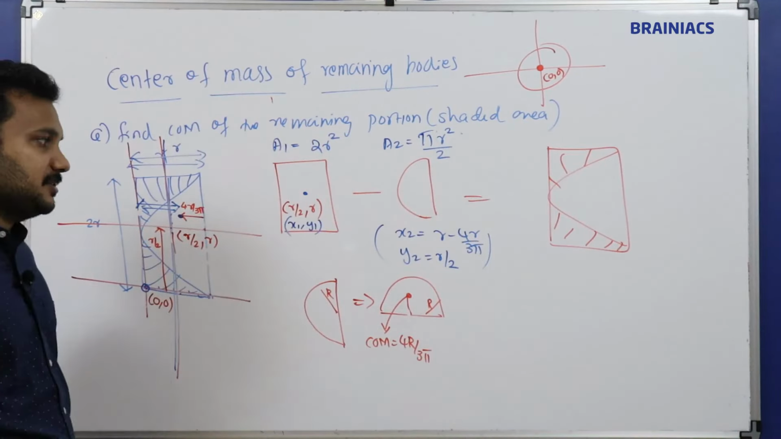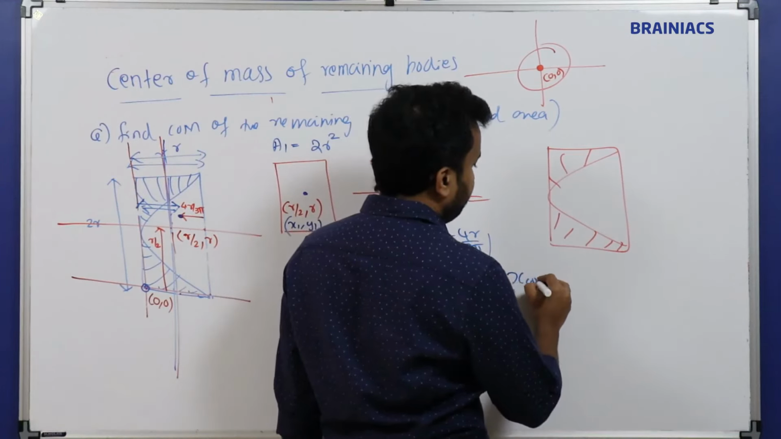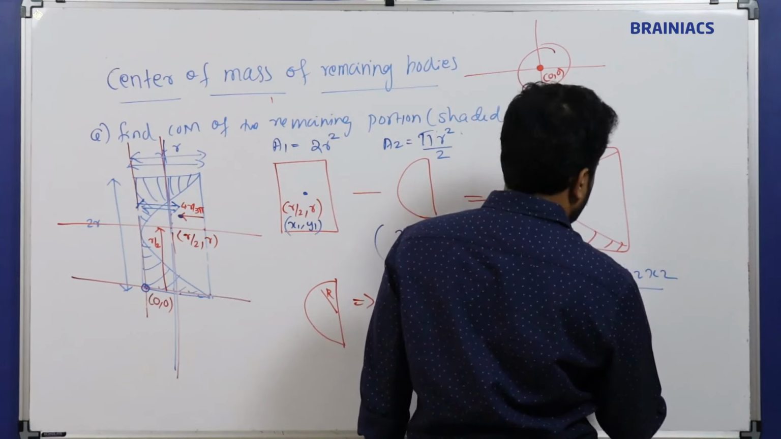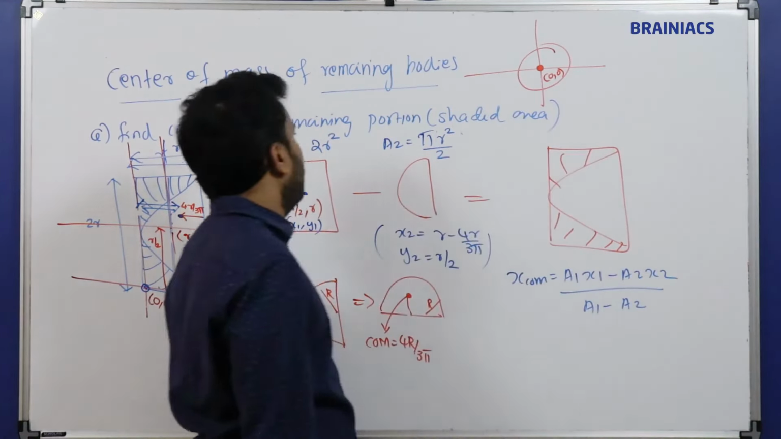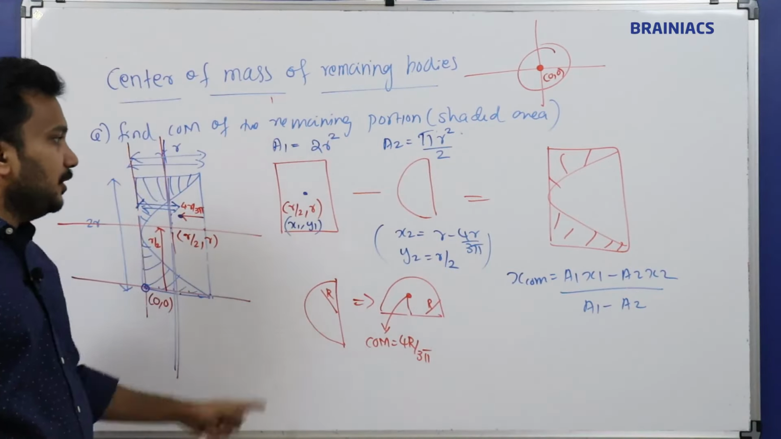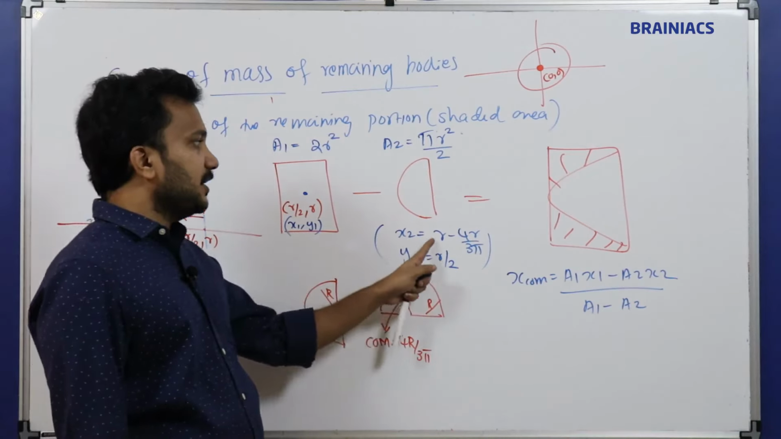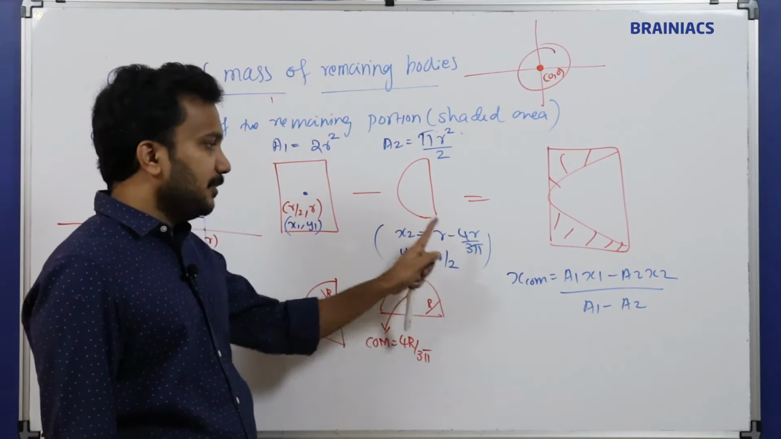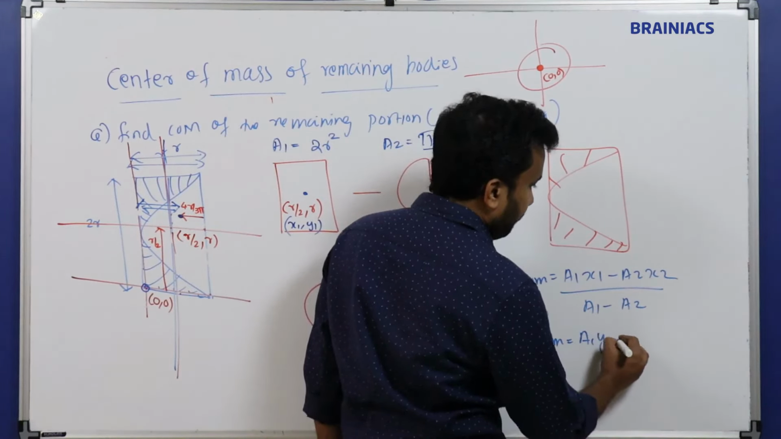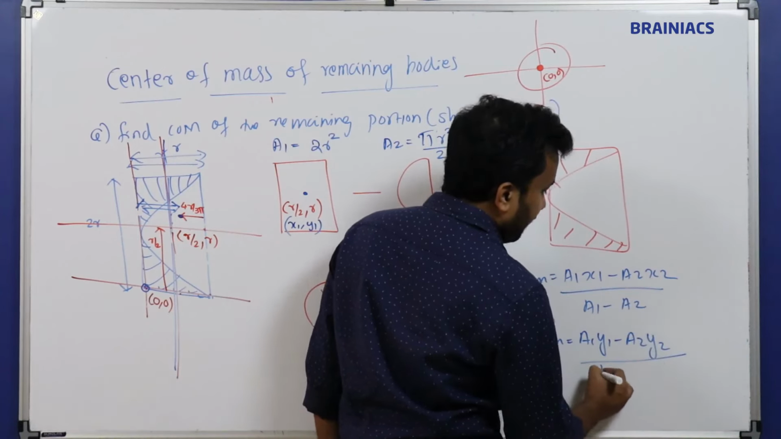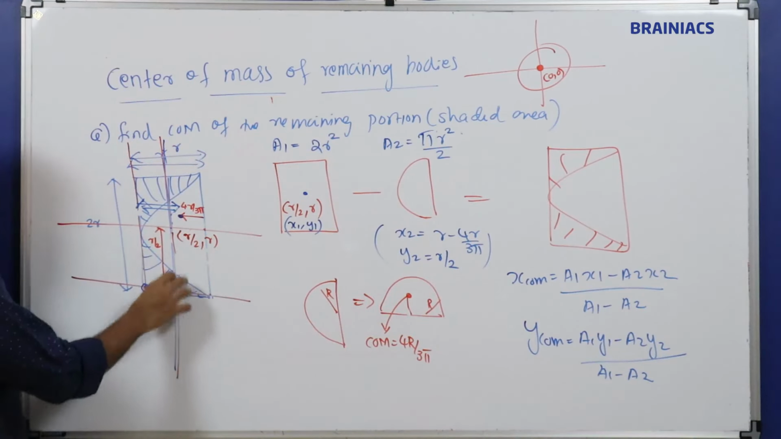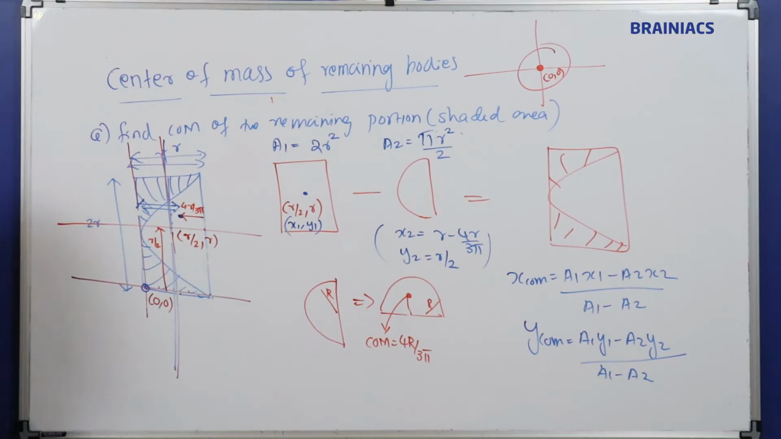So we got all the things. We can find XCOM. XCOM is equal to (A1 x1 minus A2 x2) whole divided by (A1 minus A2). A1 value is given to you, 2r square. A2 value is pi r square by 2. x1 is r by 2. x2 is r minus 4r by 3 pi. This is simplified. Similarly, we can find YCOM: (A1 y1 minus A2 y2) whole divided by (A1 minus A2). So you can find the x coordinates and y coordinates accordingly.